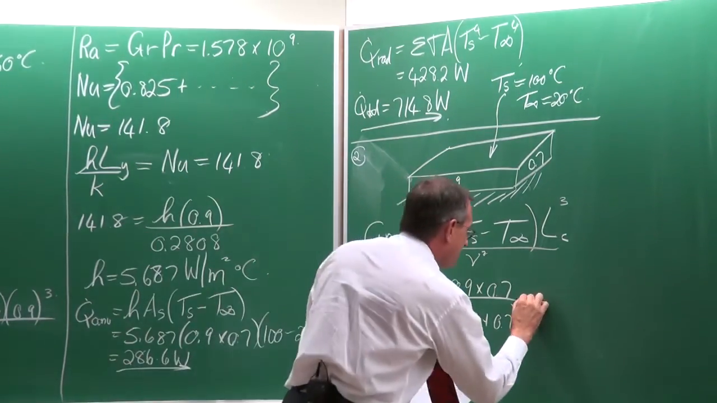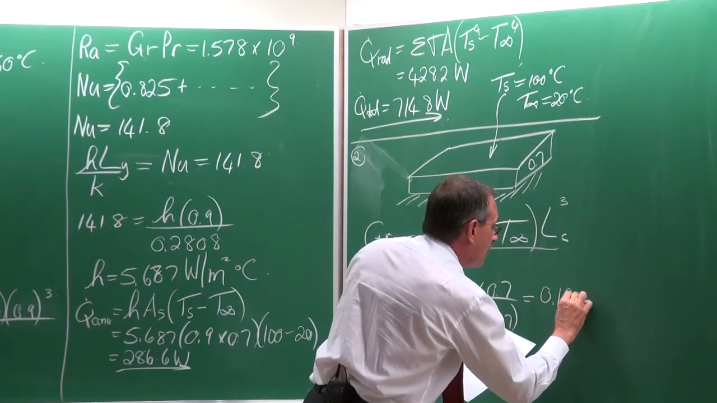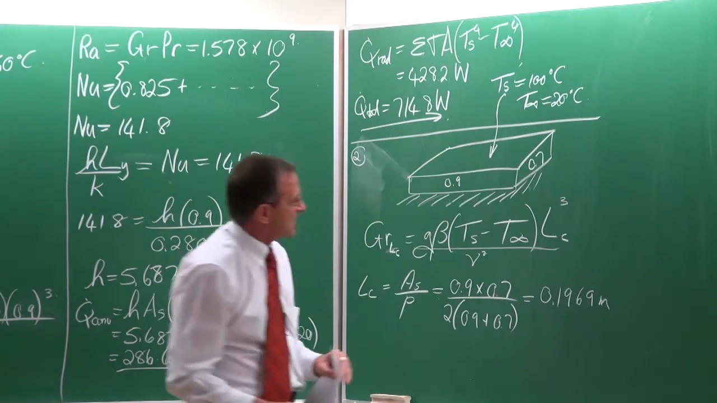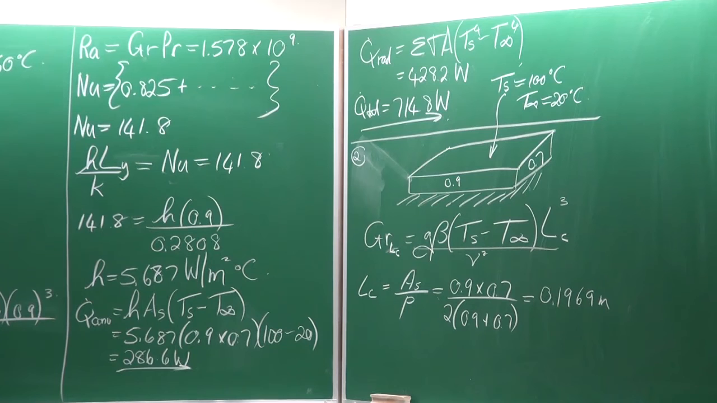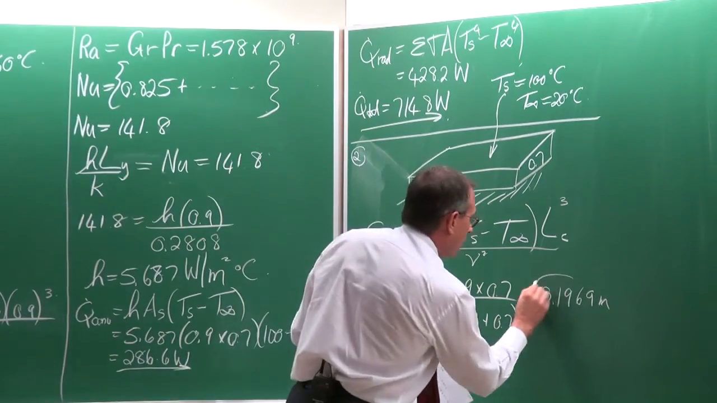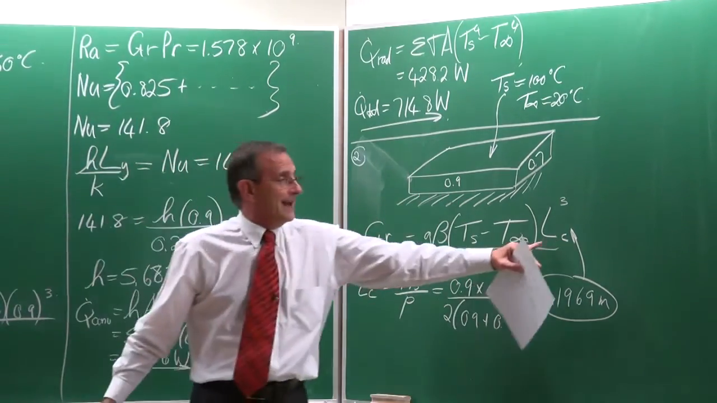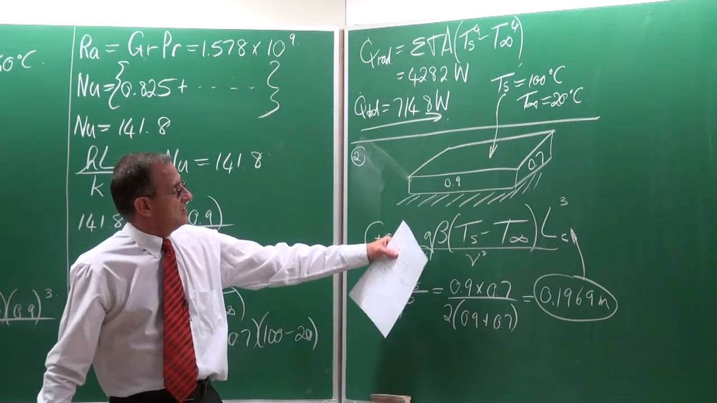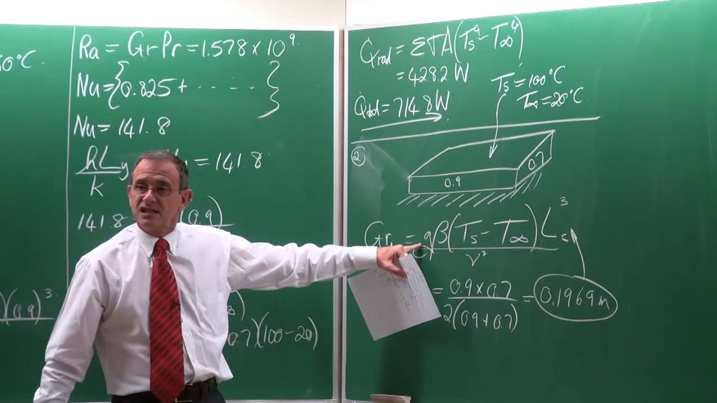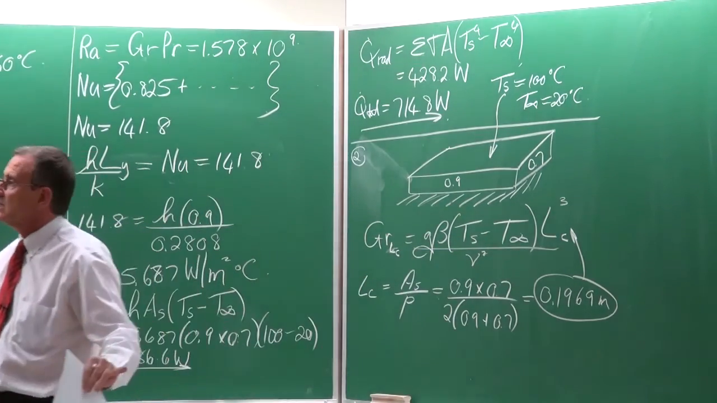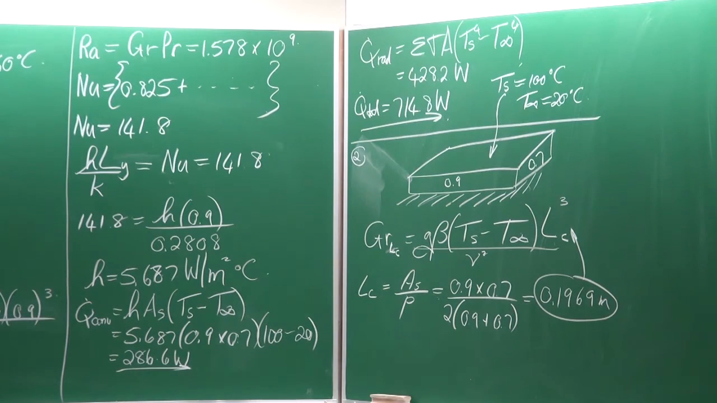And take note, the characteristic length is only 0.1969 meters. So the characteristic length now becomes only about 200 millimeters. Very small. Right, now we can put this back in calculating LC. g stays the same, beta stays the same, the temperature difference the same, and the viscosity the same. So the only thing that changed was the characteristic length.